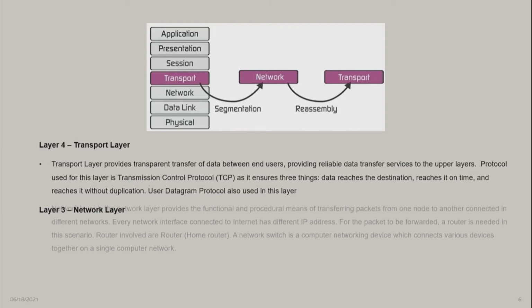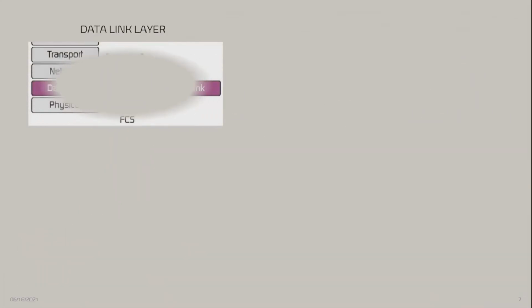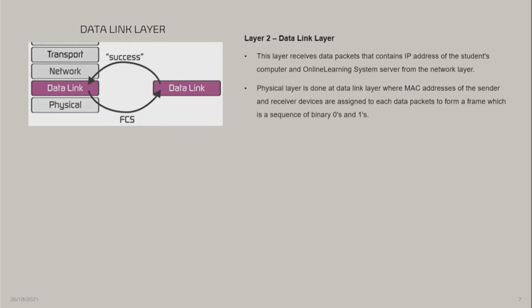Following with the network layer, this layer provides the functional and procedural means of transferring packets from one node to another connected in different networks. For the packet to be forwarded, a router and a switch are needed in this scenario. Next is the data link layer, where this layer receives data packets that contain the IP address of the student's computer and the online learning system server from the network layer.